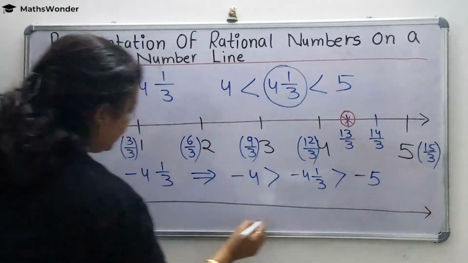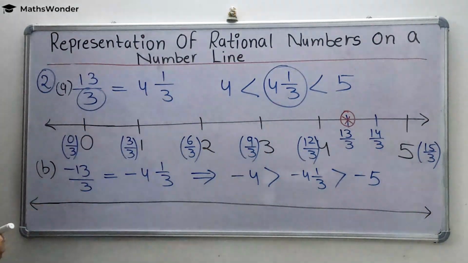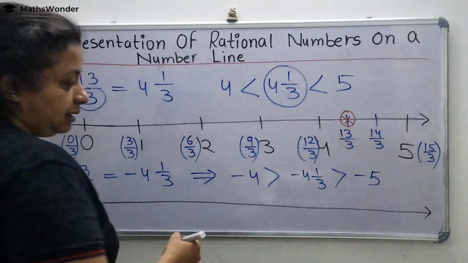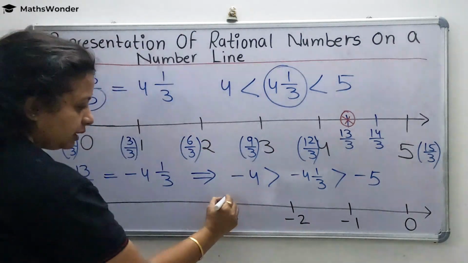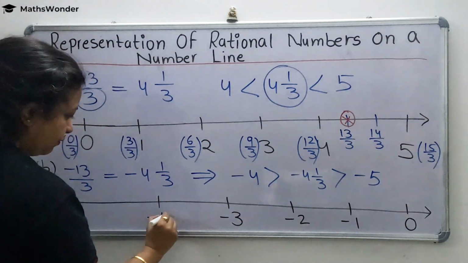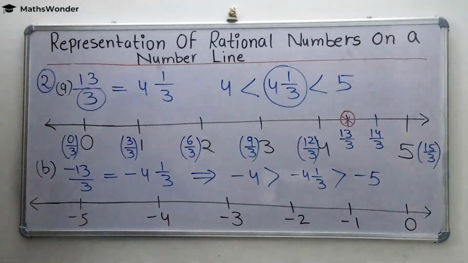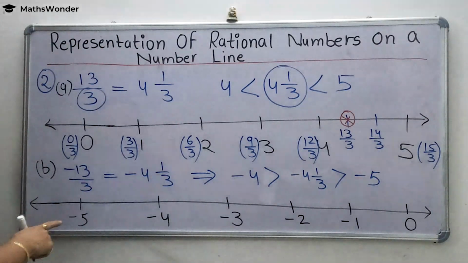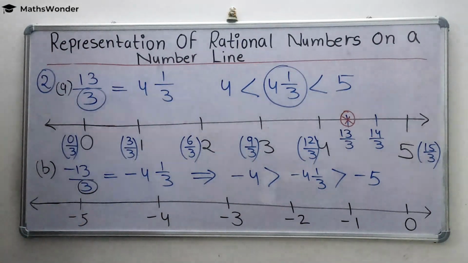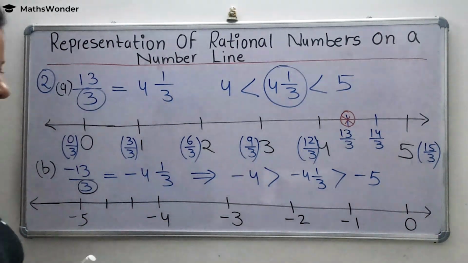So now draw the number line. But as you know, for negative numbers we write 0, negative 1, negative 2, negative 3, negative 4, negative 5. Negative values are always on the left side, right? Now we have to work only between negative 4 and negative 5. Find the denominator. The denominator is 3, so you will divide into 3 equal parts. Start your working from 0.